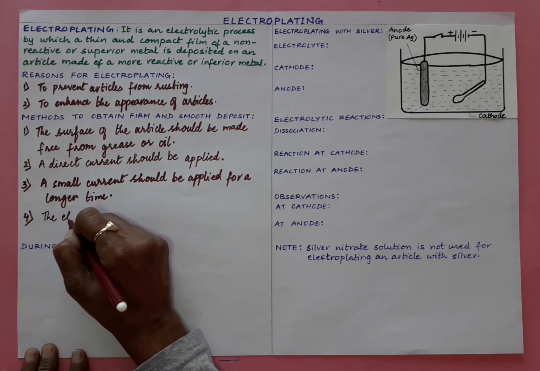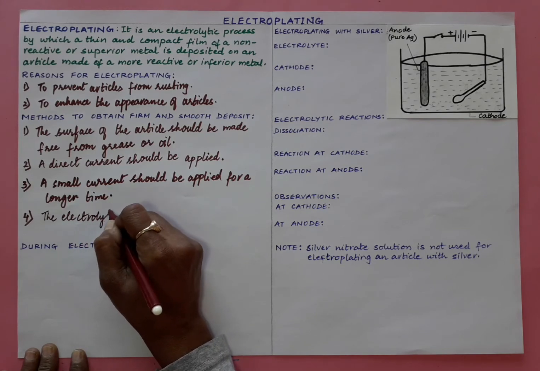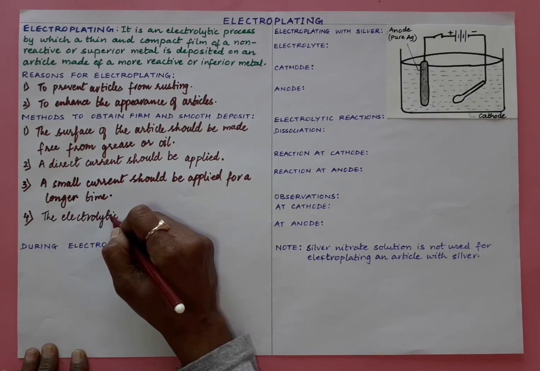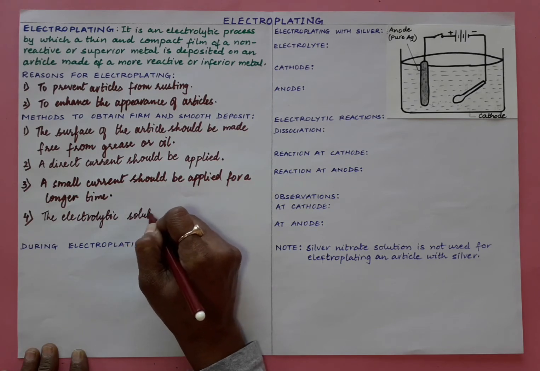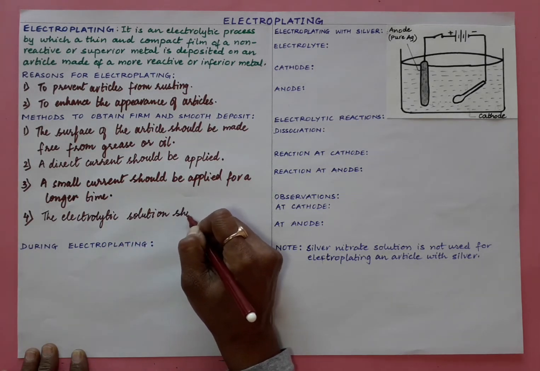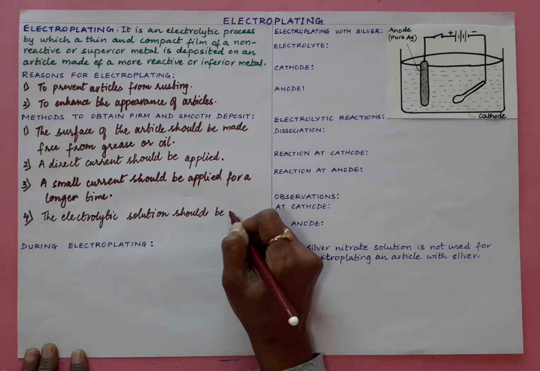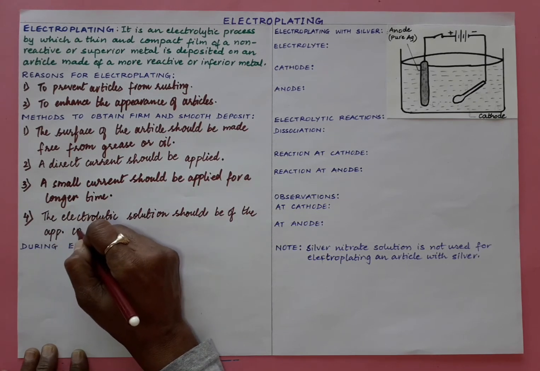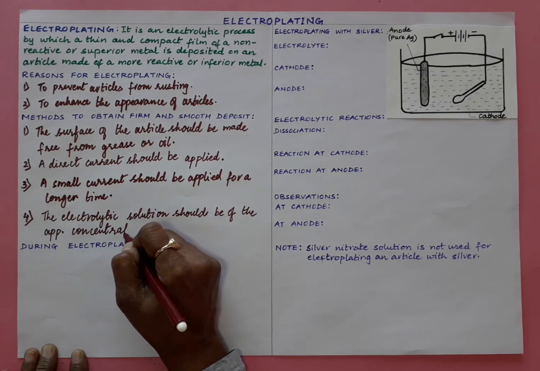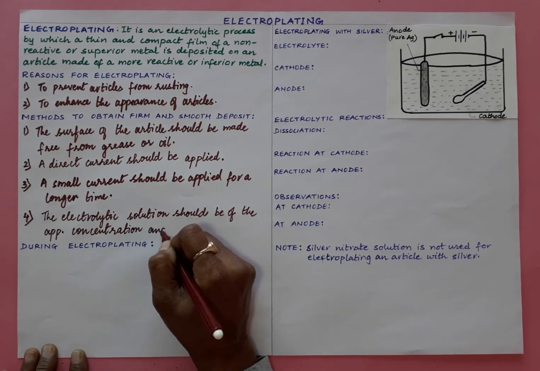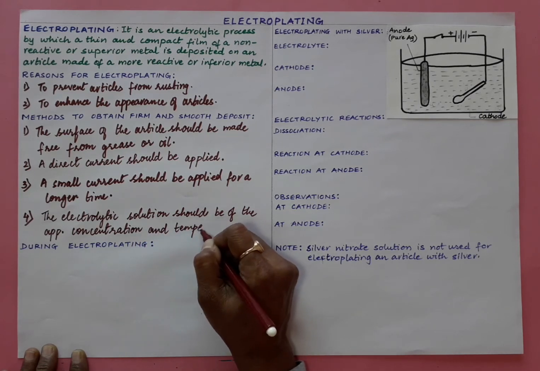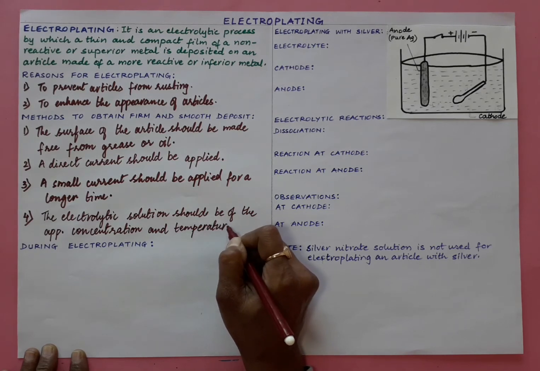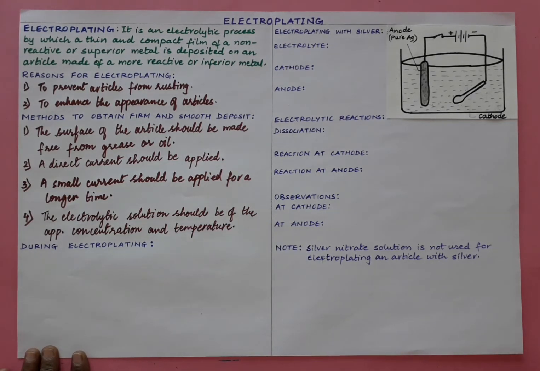Next is the electrolytic solution. The electrolytic solution should be of the appropriate concentration and temperature, right? See, if the solution does not have appropriate concentration, then the deposition will not be appropriate, okay? And if it is dilute, then we will not be able to perform the electrolysis properly.